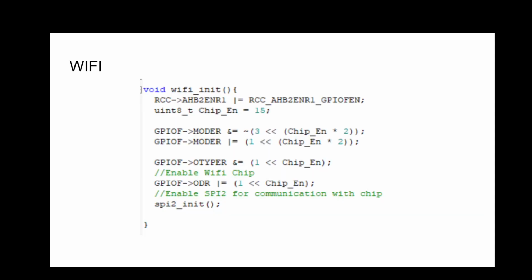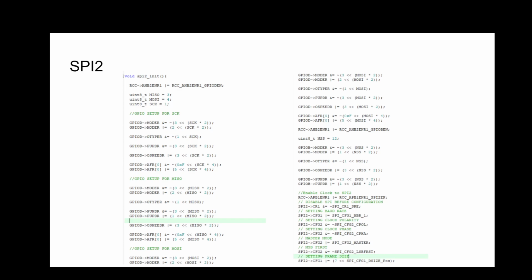Next, we started working on the Wi-Fi a little bit. We made this method to enable the Wi-Fi chip. Basically, we have to set pin F15 to high to enable the Wi-Fi chip. So we do that first. And now to communicate with the Wi-Fi chip, we have to do it over SPI2. So this here is our initialization for SPI2.